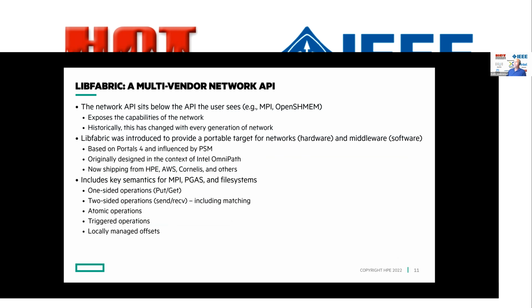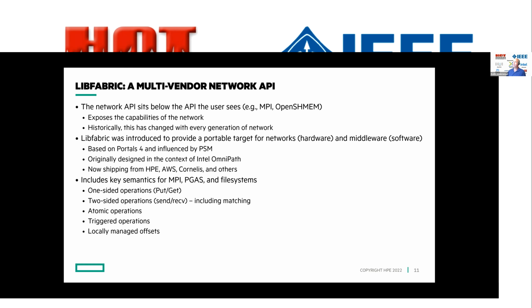Let's dive a little bit more into the details. So we'll start with the network API. Cassini exports the libfabric API. It's a multi-vendor network API. The network API sits kind of between the network hardware and the API that the user normally sees. So MPI is implemented over top of libfabric. OpenSHMEM is implemented over top of libfabric. The CRAYSHMEM, all of our programming environments are implemented over top of libfabric.